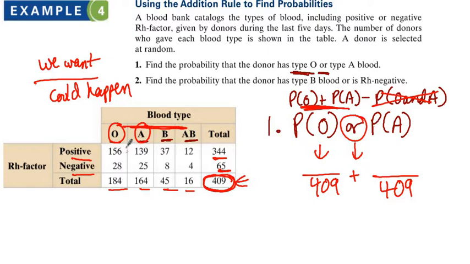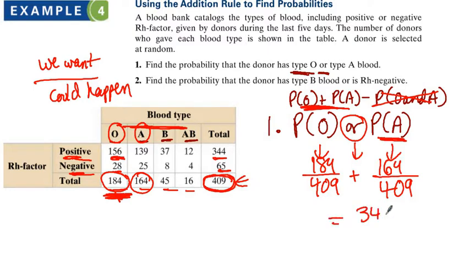So what's the probability of picking someone with O-type blood? Well, what do we want to happen? We want to pick one of how many people? How many people have O-type blood? And the answer is 184, because 156 of them are positive and 28 are negative, but that's that many total people. So 184 out of 409. How many have A-type blood? 164 do. So all we have to do is add those together, and we would get 348 out of 409. Okay, and you can put that in a calculator and figure out what that is as a percent.